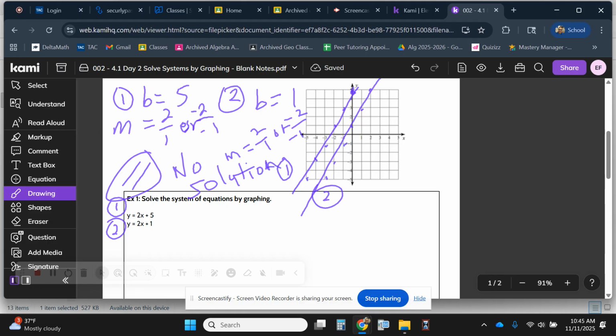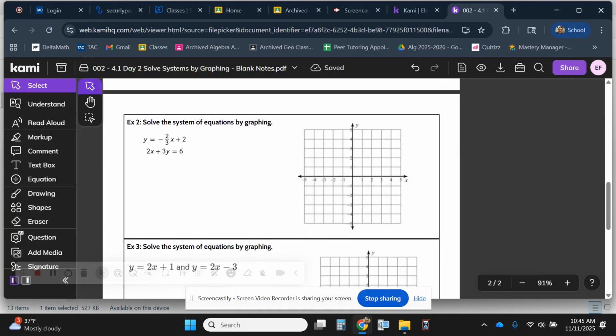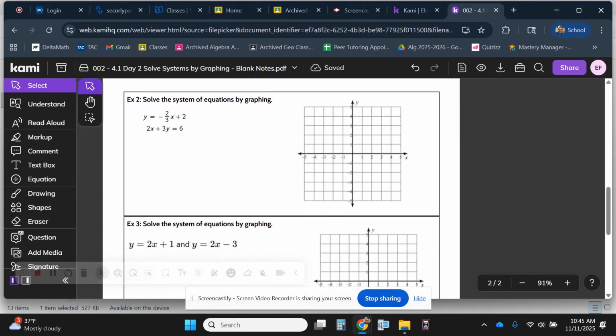And you have a point, right? But you do not have a point here, and so you are not intersecting. Okay. Let's move on. I'm going to show you one more over here for this one. And this is example 2.